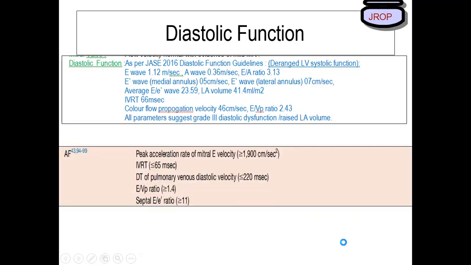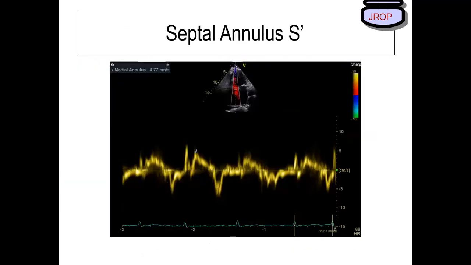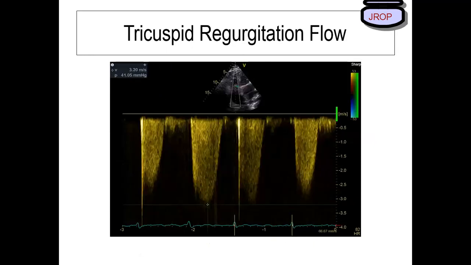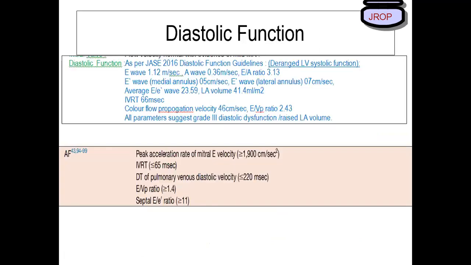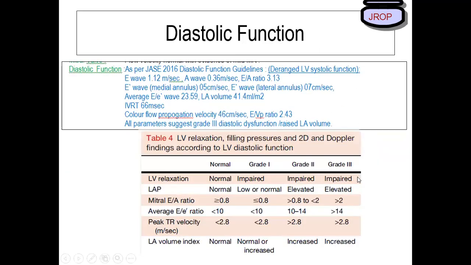The only thing left is I have to look at my TR jet velocity. And what is the TR jet velocity? 3.2. So if I go back to my previous slide, this has got a grade 3 diastolic dysfunction. And what does this grade 3 diastolic dysfunction talk of? That talks of LA pressures being pretty high.